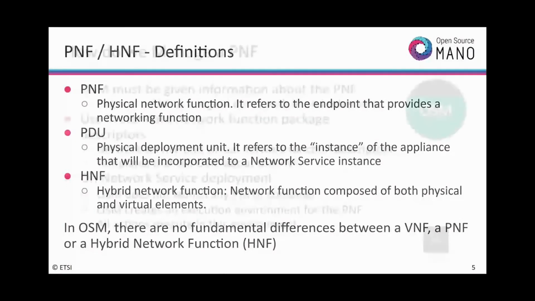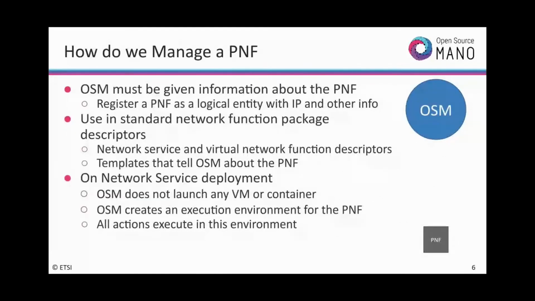So how do we manage a PNF? OSM has to be told about the PNF because OSM isn't launching this. It's not telling OpenStack or Kubernetes or VMware or Amazon Web Services or anything, hey, create me an instance of this. This is something that already exists in your network. So we have to tell OSM, what's the IP address? What are the credentials that I use to talk to it? Or what API endpoint is there? And what network protocol do I need to be able to speak with this?